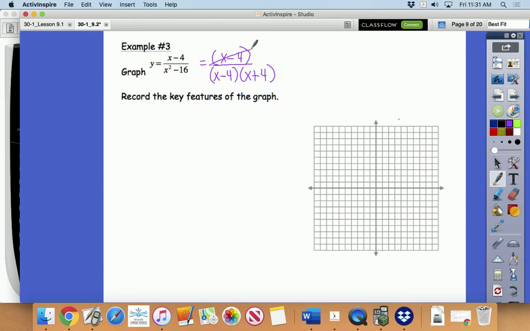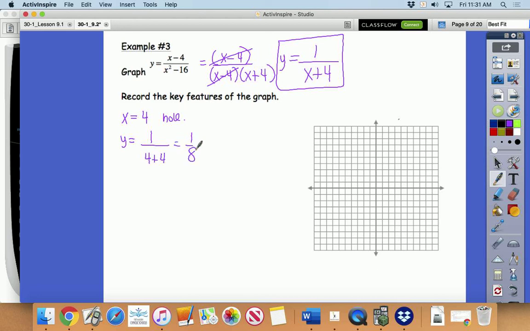What you'll notice is that you can cross off these same factors, and you're going to be left with y equaling 1 over x plus 4. So this is my new function that I should be graphing. We do need to include the hole, so x equals positive 4 will be the hole, but we need to find the y value of where that occurs. So when x equals 4, what happens to our y? We're going to have 1 over 4 plus 4, which is the same as 1 over 8.